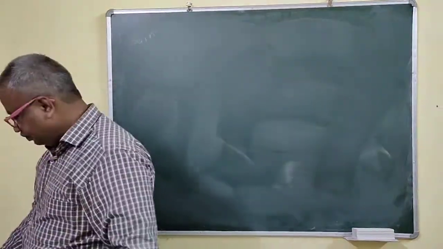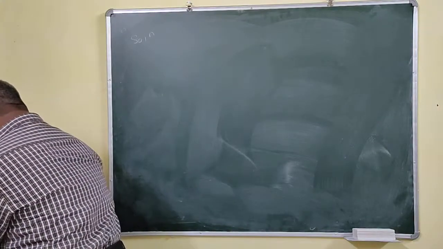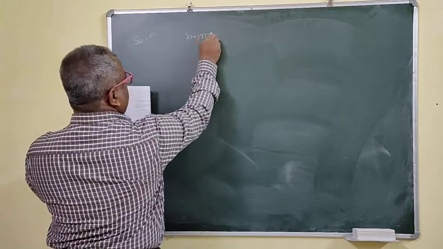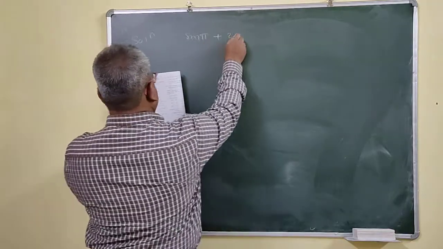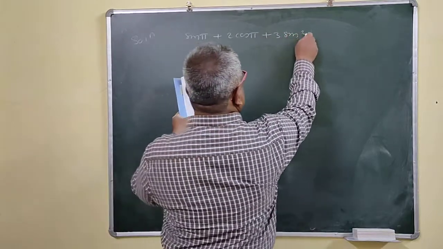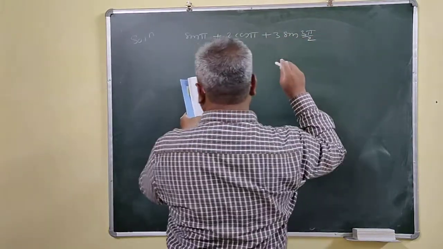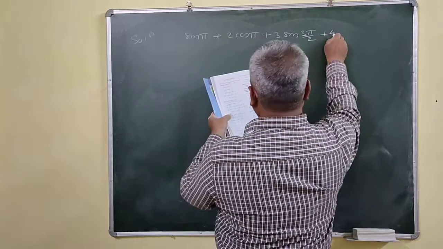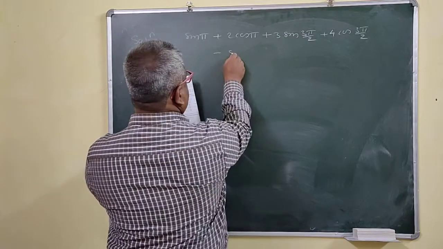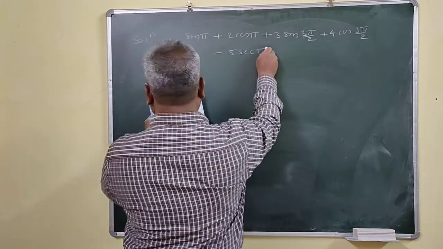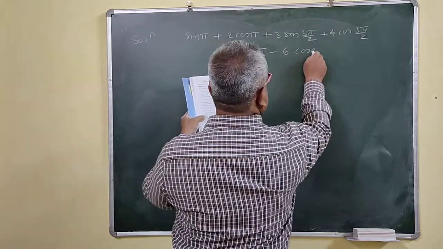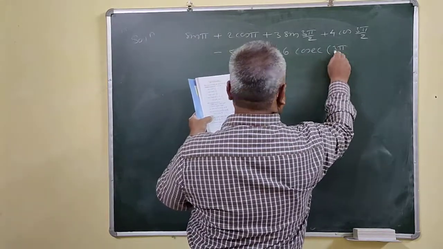Now, we take the next problem. Evaluate sine pi plus 2 cos pi plus 3 sine 3 pi by 2 plus 4 cos 3 pi by 2 minus 5 sec pi minus 6 cosec 3 pi by 2.